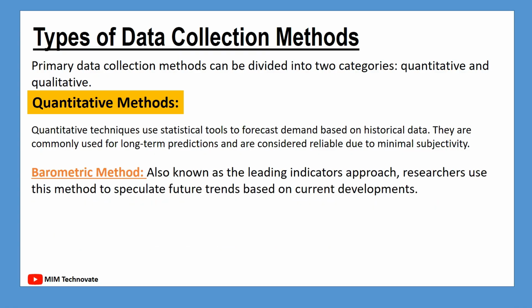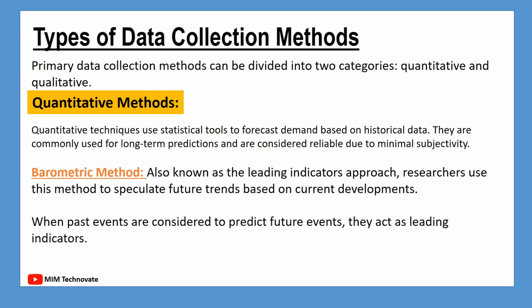Barometric method, also known as the leading indicators approach. Researchers use this method to speculate future trends based on current developments. When past events are considered to predict future events, they act as leading indicators.